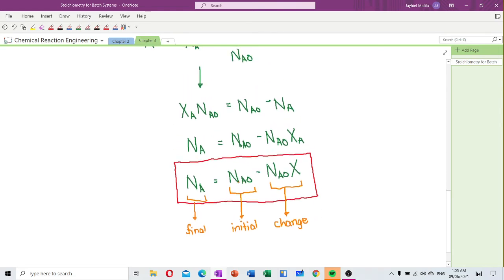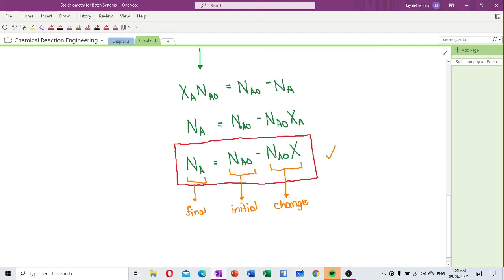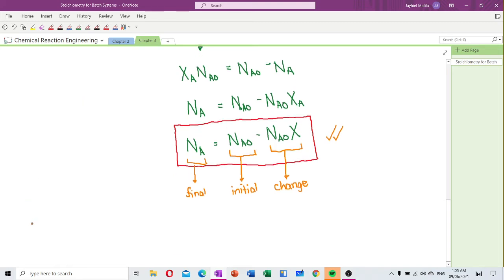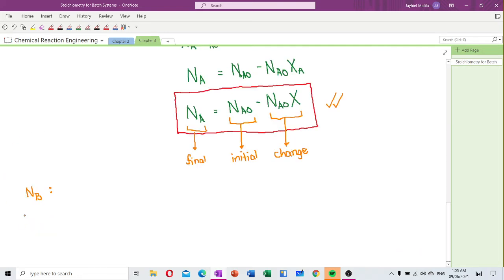As much as we find it easy to have this formula for component A, because this derivation is based solely on the limiting reactant, that will be the basis. However, we also need to know the stoichiometric equations for Nb, for Nc, and for Nd as well. So how do we do that?